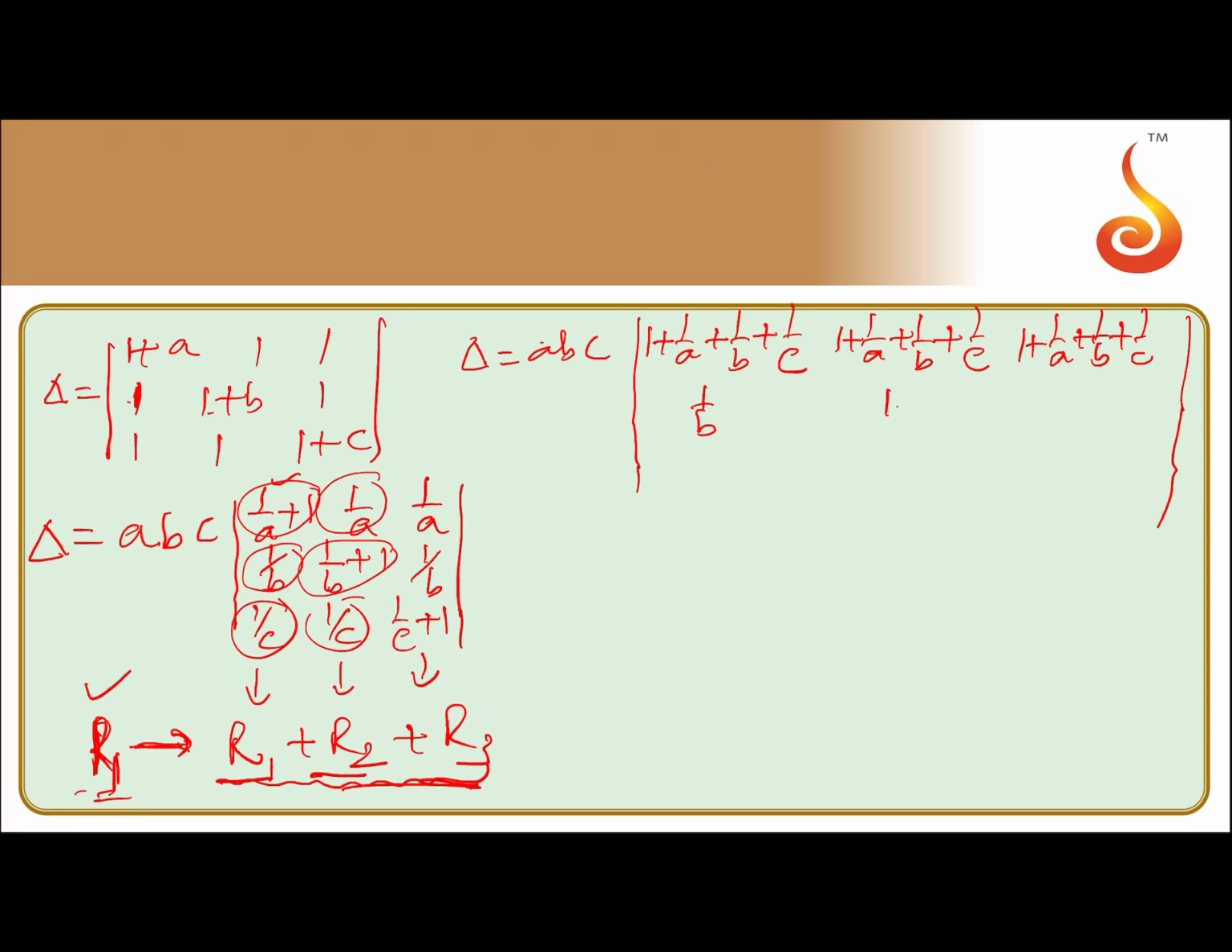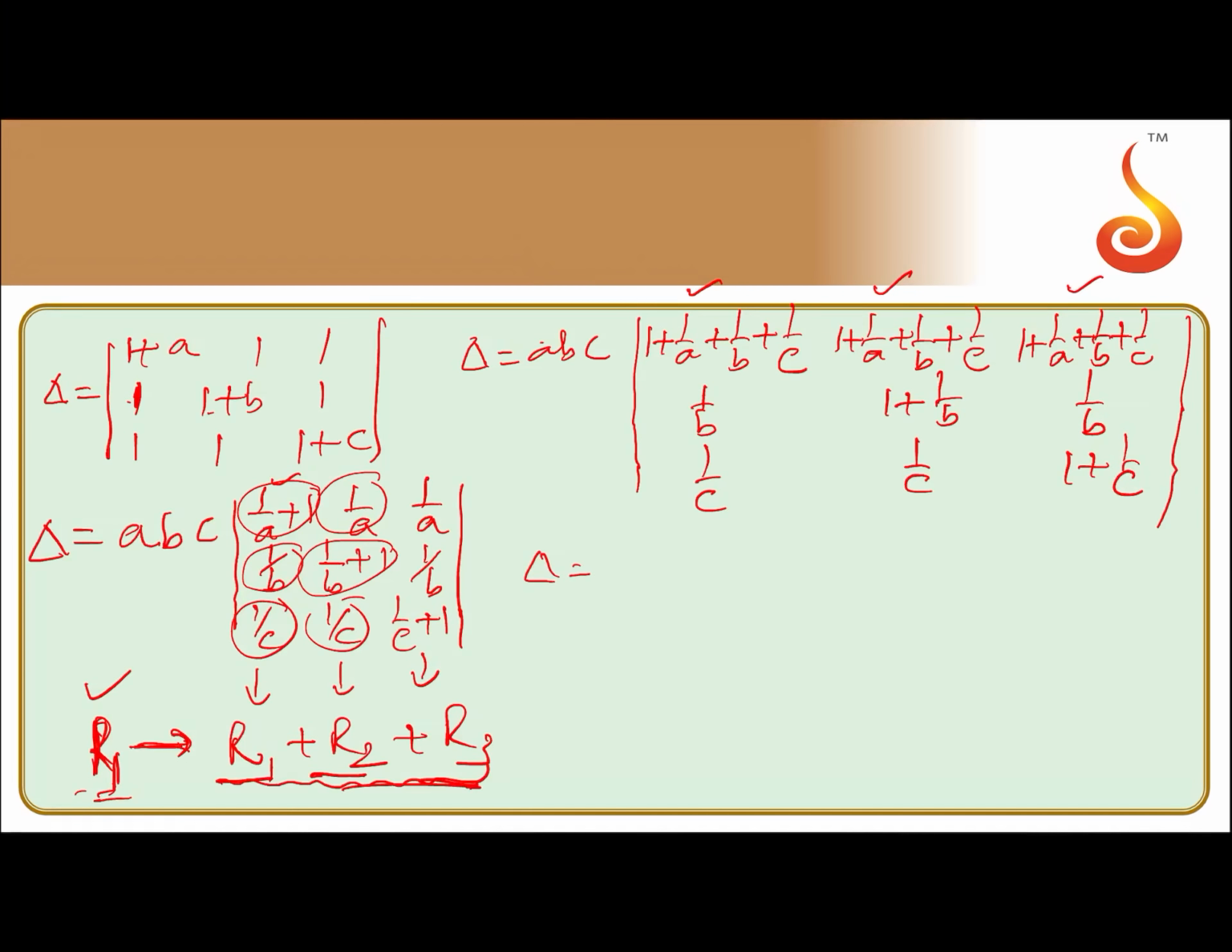Like 1 by B, 1 plus 1 by B, 1 by B. 1 by C, 1 by C, 1 plus 1 by C. Hope you understood the logic of this one. Now we have a property that if in a row, every number in a particular row is a multiple of a number, you can take out that number.